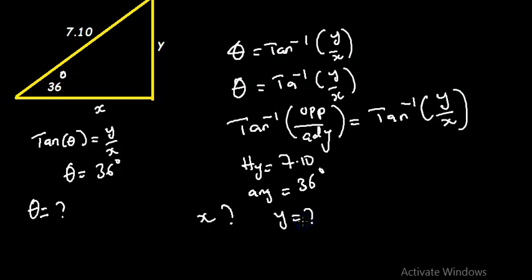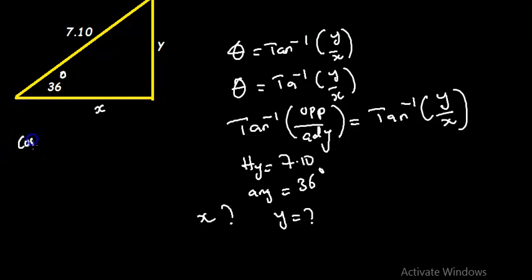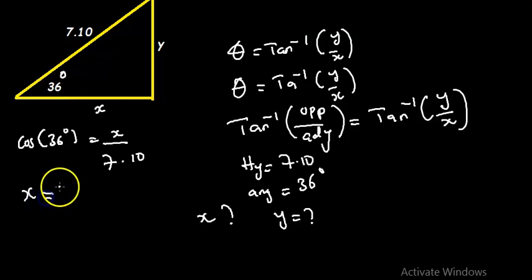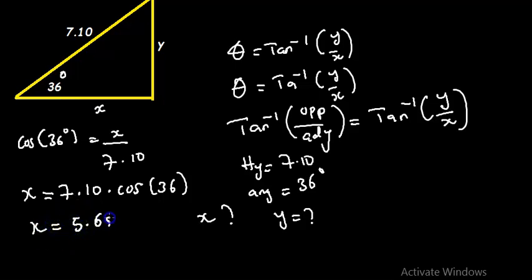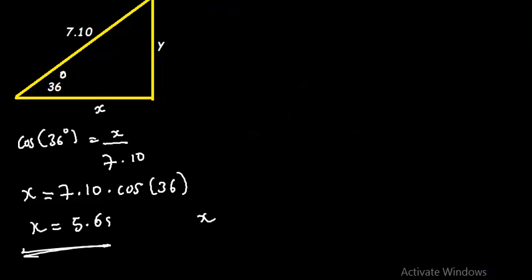How can we solve that problem? First, we need to find x using the cosine function. In this case, we can set cos 36 degrees equal to x divided by 7.10. Making x the subject of the formula, this is simply going to be 7.10 multiplied by cos 36, and the value of x is simply going to be 5.69. This is it for this part of the problem.